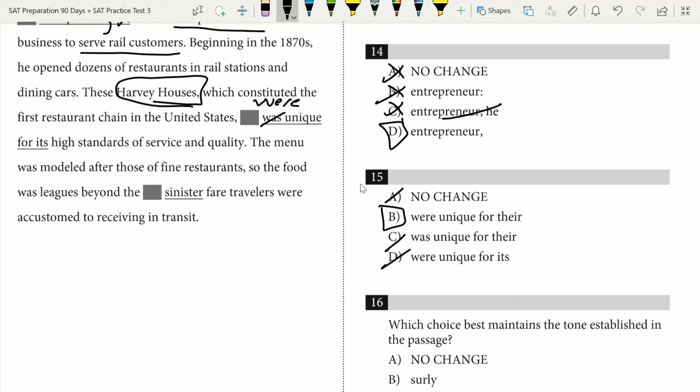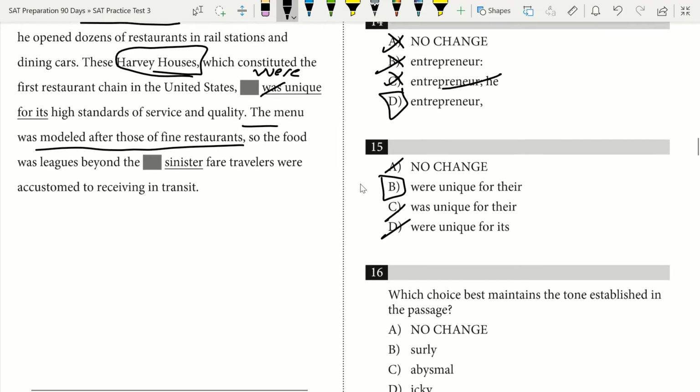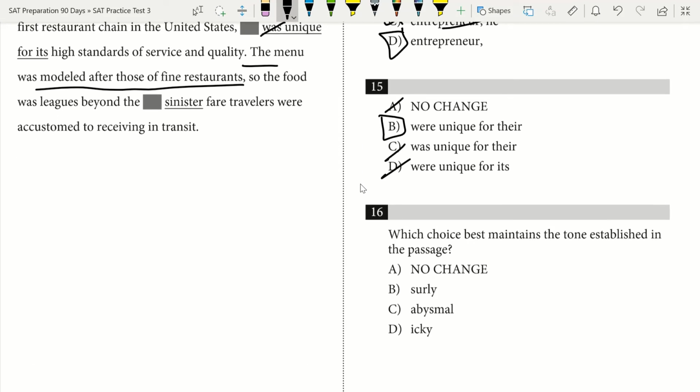All right, now we got question 16. "The menu was modeled after those of fine restaurants, so the food was leagues beyond the sinister fare." Well, we wouldn't call it the sinister fare, okay, because sinister would imply something like evil. We wouldn't say the icky fare because that's too casual. So we'd have it between surly and abysmal. Now we wouldn't characterize food as surly, but we would characterize food that tastes badly as abysmal. So our correct answer for 16 would be C.